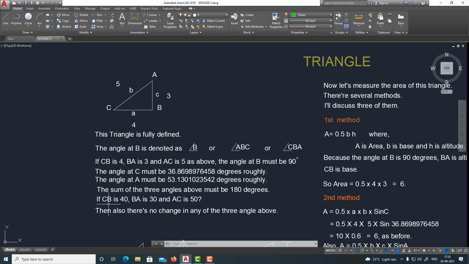If we multiply the sides by 10, CB will be 40, BA will be 30 and AC will be 50. Then also there is no change in any of the three angles above.